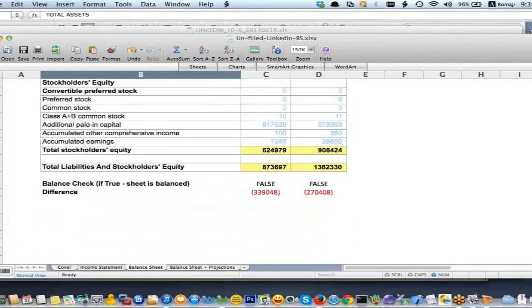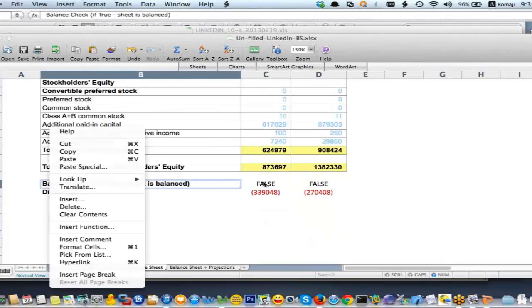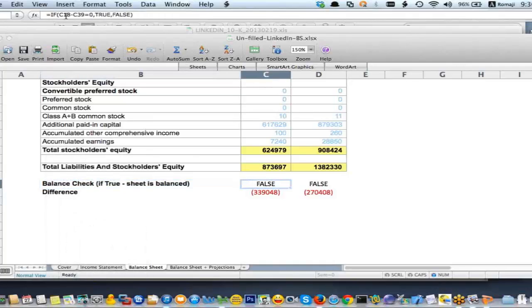Because without that, we don't have a balance sheet, and that means there's something wrong with our model. I've put in a little function here for a balance check. It says, if these two aren't the same, mark this as false and then tell me the difference. I know they're not correct at the moment because I haven't put the cash flow information in.